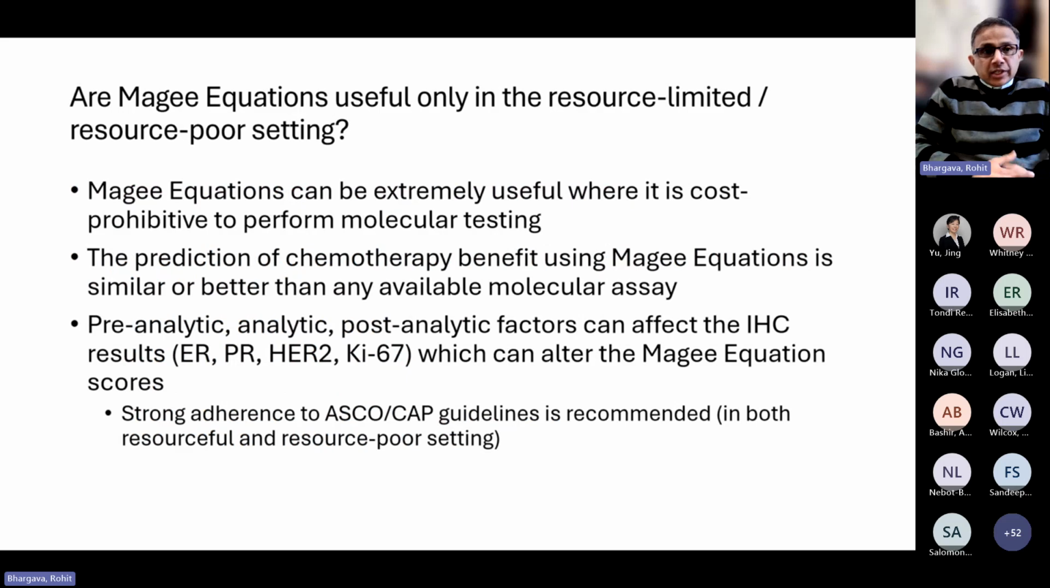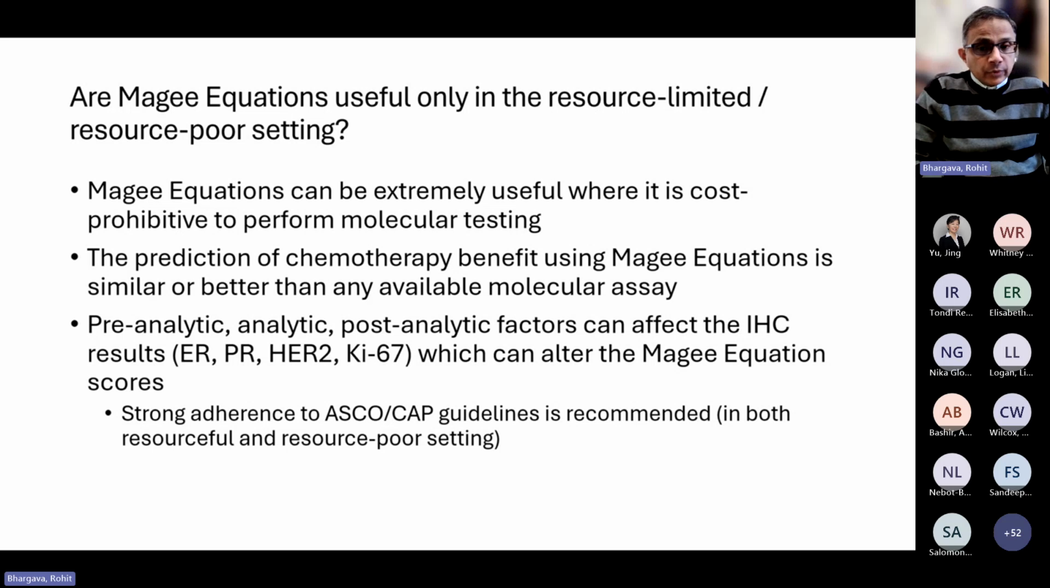The other question that always comes up is, are Magee equations useful only in the resource limited or resource poor setting? There is no question that Magee equations can be extremely useful where it is cost prohibitive to perform molecular testing. However, the prediction of chemotherapy benefit using Magee equations is similar or better than any available molecular assay, so I don't see a reason why it cannot be used in the resourceful setting when it's providing you the same information or even better information.